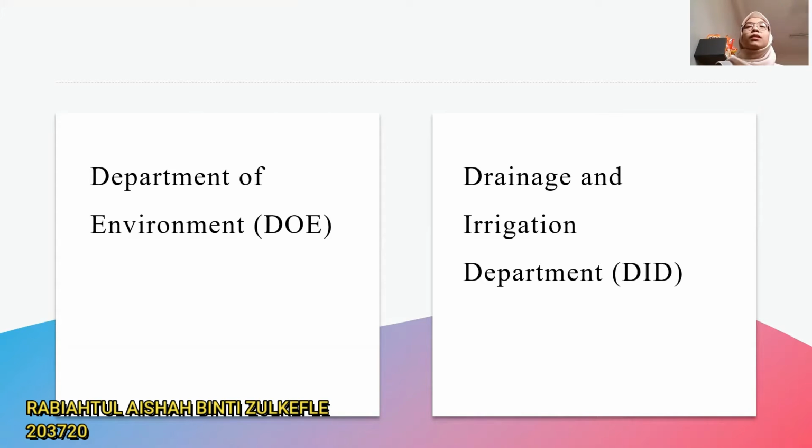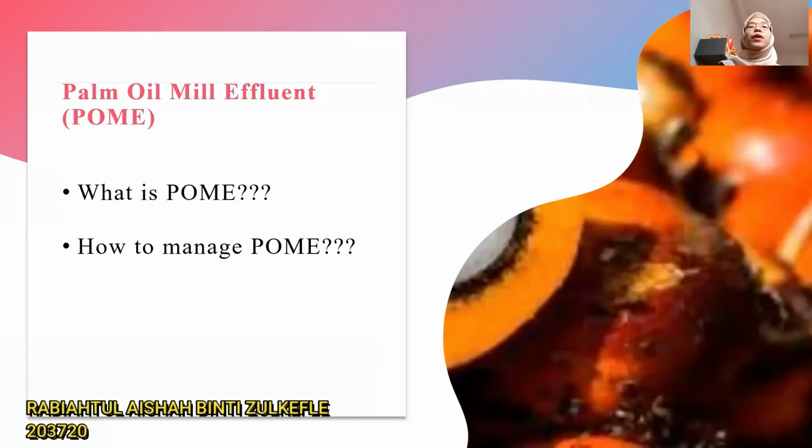Alright. The waste, this is the waste of palm oil mill effluent, which is POME. POME is a major environmental polluter in Malaysia.